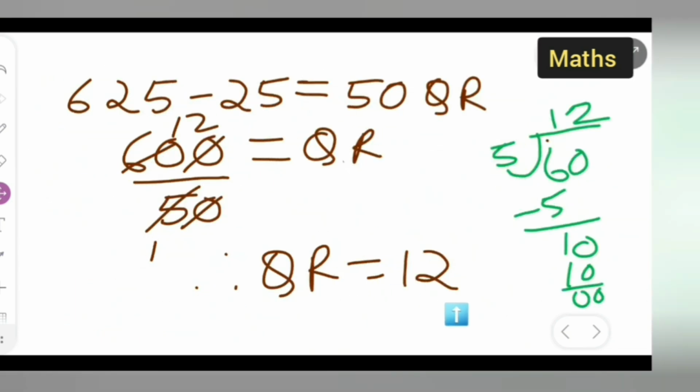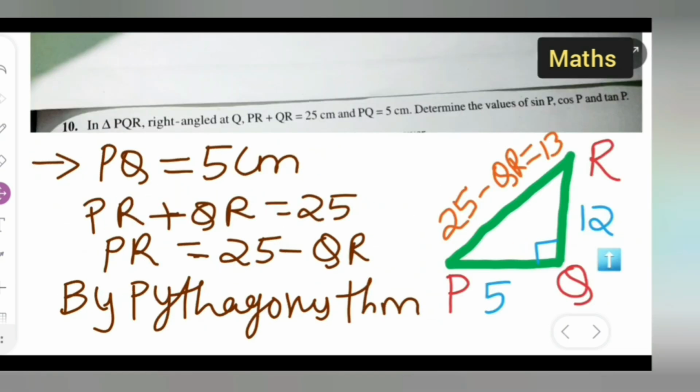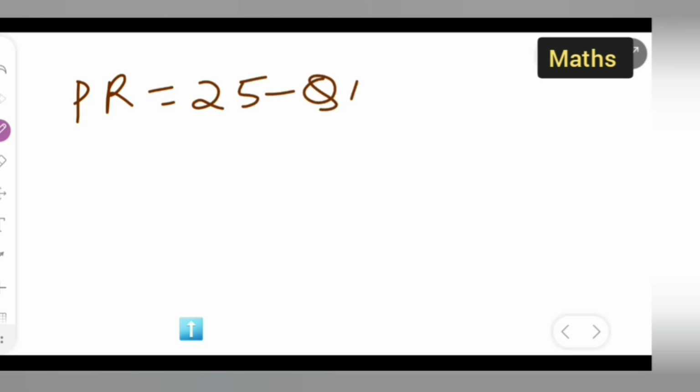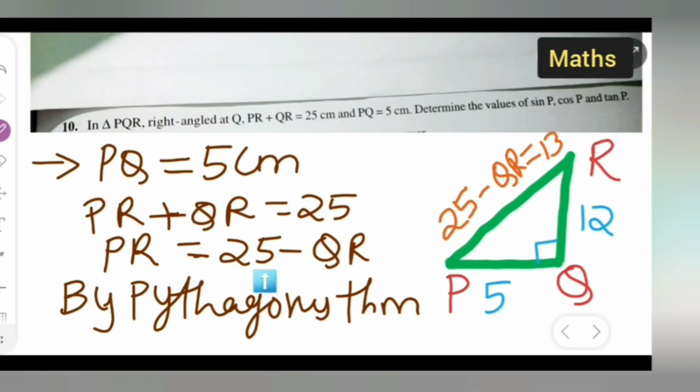Next let us move towards the PR. Here what I have taken is PR is equal to 25 minus QR, right? So let me use a fresh page and write down PR is equal to 25 minus QR, because from this step I have taken it here.